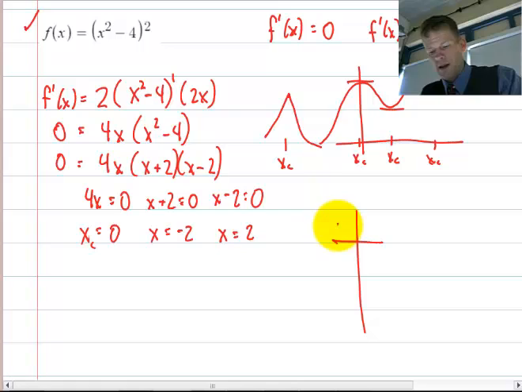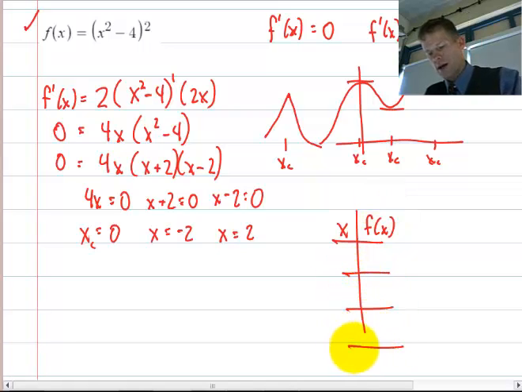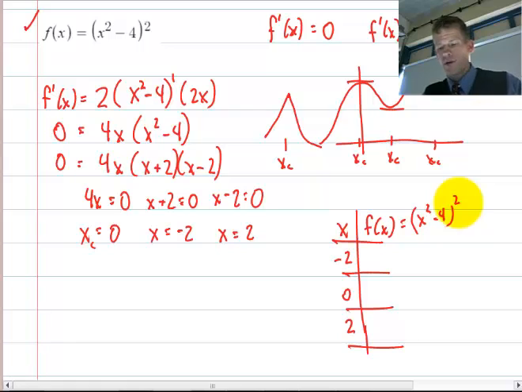So I'm going to put this on a table, x, and my function value. Now remember, this is not your derivative value for this part, this is your function value. So I'm going to put that on there, and I'm going to plug in -2, 0, and 2 into the original function. And the original function was x squared minus 4, that quantity squared. So when I put -2 into there, I have -2 squared minus 4, that whole quantity squared, that is going to end up being 0.